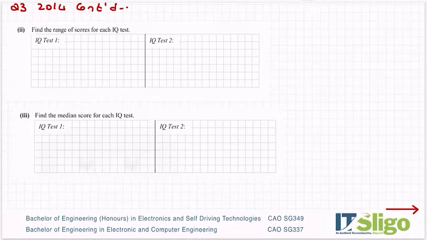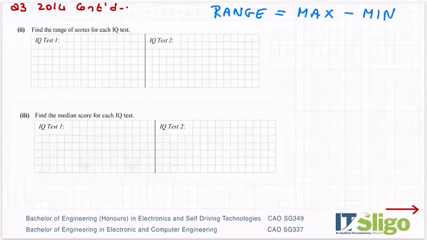So the first one says, find the range of scores. Okay, so the first formula I want to draw your attention to is range, and it's equal to max minus min. Okay, so that's the first formula you need to know. So what does that mean? Well, this means the biggest value, take away the smallest value. So that's how we get the range, okay?